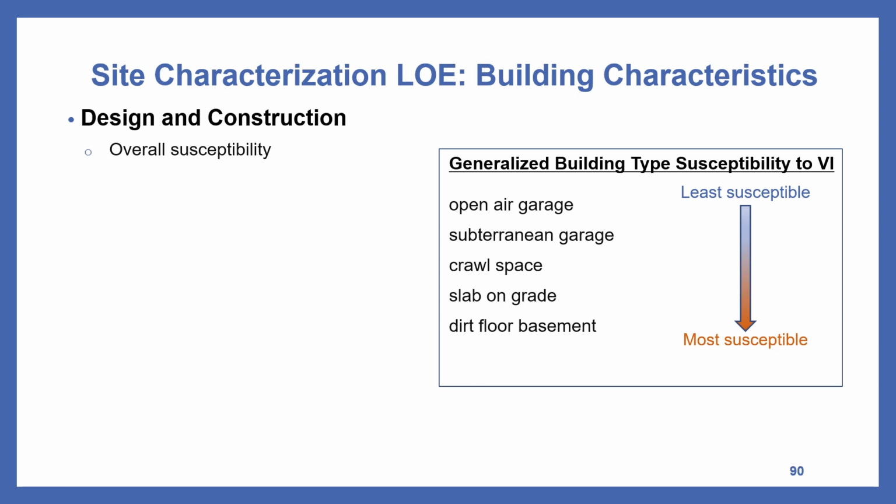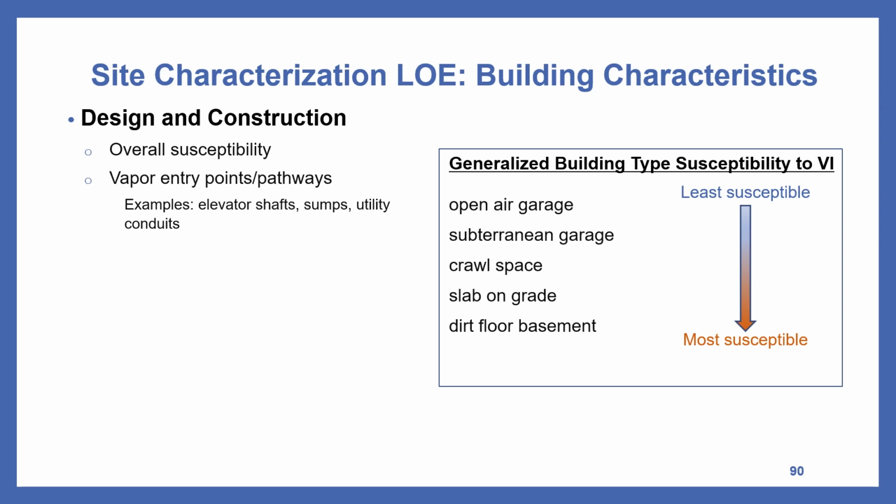Subterranean garages, on the one hand, have a lot of surface area in contact with the soil. They're of course concreted, and they also have ventilation, at least to prevent carbon monoxide buildup, which should help alleviate potential vapor intrusion to some extent. Open air garages are considered the least susceptible because they have quite a bit of height between the soil and the occupied spaces above, and so there's plenty of room for air dispersion and movement.